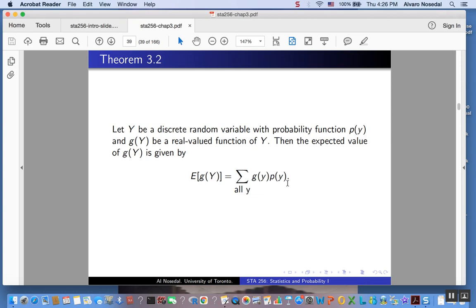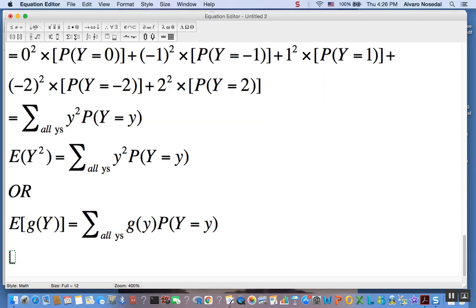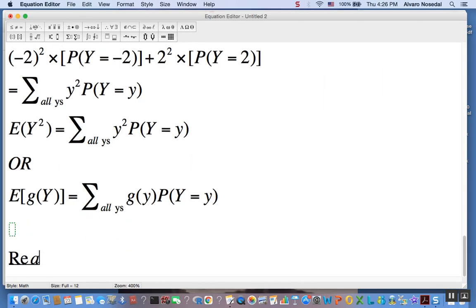Now, if you have time, there's a proof in our lecture notes, so take a look at it. Please read it. That would be kind of a homework problem. Let's say that. Reading the proof of Theorem 3.2: homework.